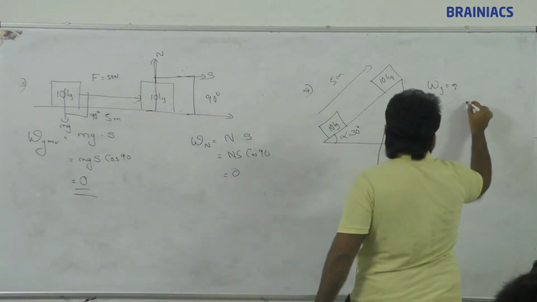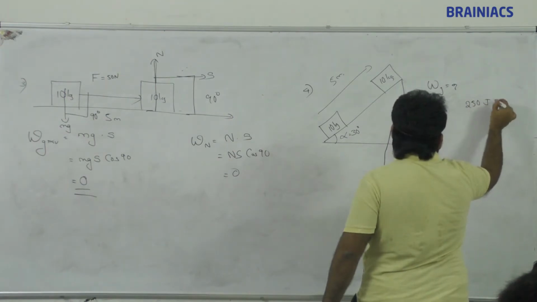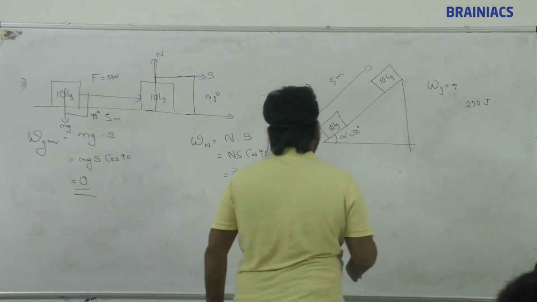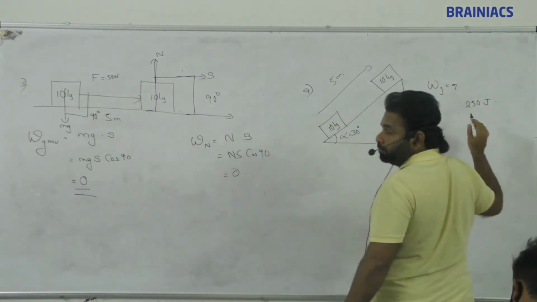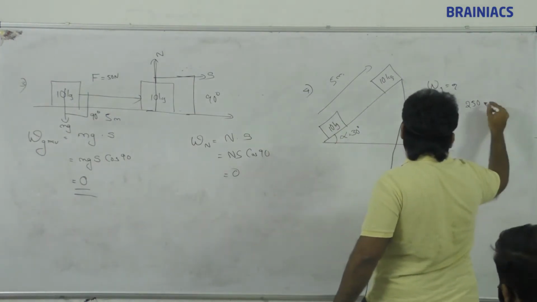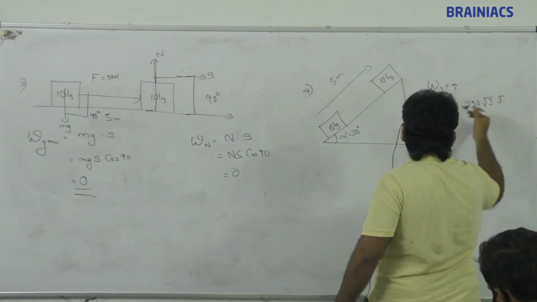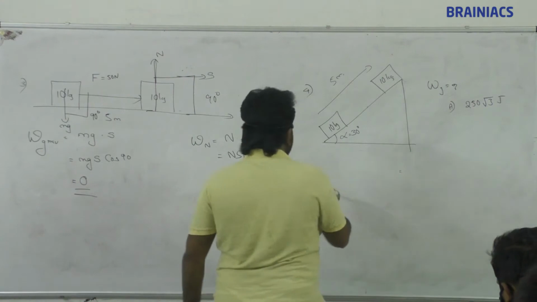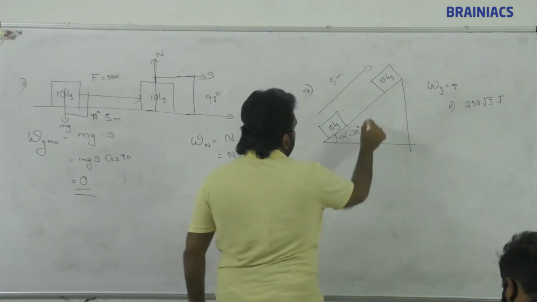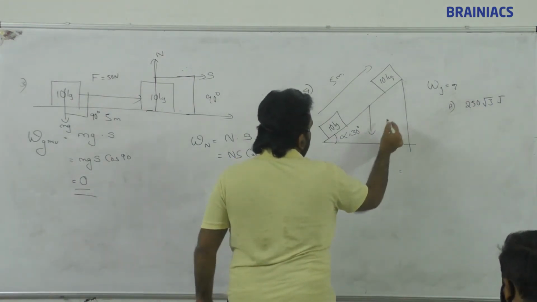250 joules. Okay, right. So 250 root 3. Any other answer? If you get any other answer, please tell me. So what is happening here? Work done by gravity.